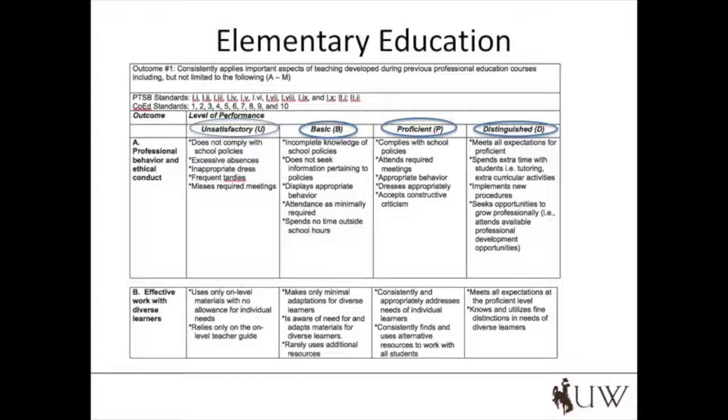Walking across the rubric, you can see that there are 4 levels of performance: unsatisfactory, basic, proficient, and distinguished. Each level of performance has a descriptor which provides some markers of performance at this level and for this topic. For example, if we look at the basic rating on professional behavior and ethical conduct, we can see that this rating would apply if the student teacher has incomplete knowledge of school policies, does not seek information pertaining to school policies, displays appropriate behavior, attends as minimally required, and spends no time outside of school hours.